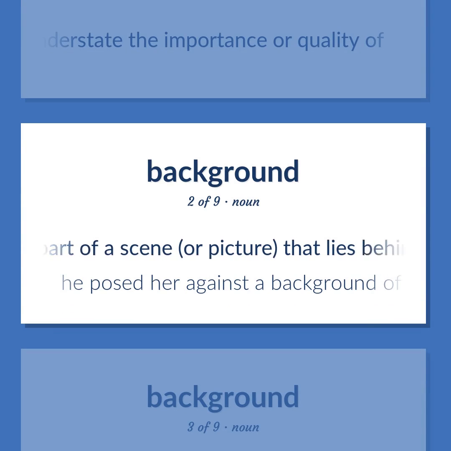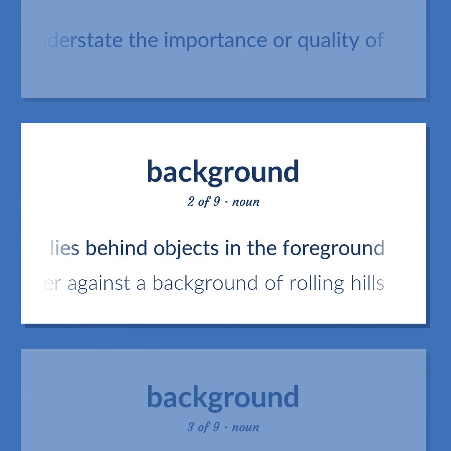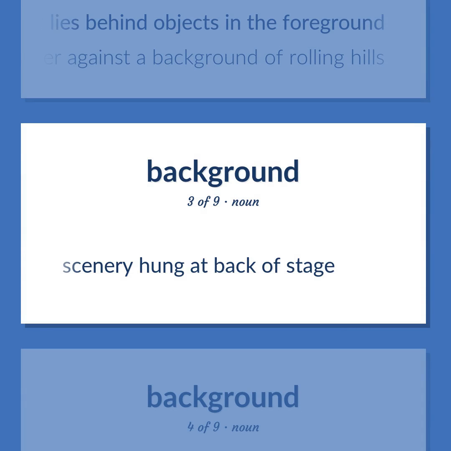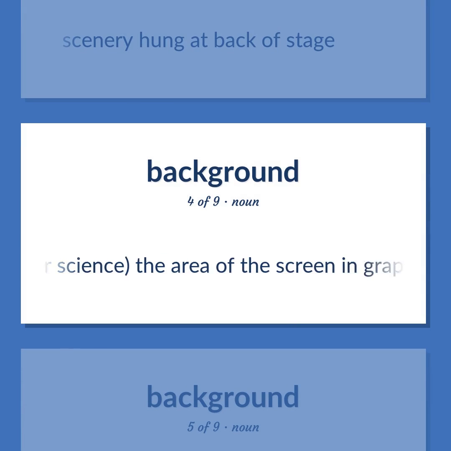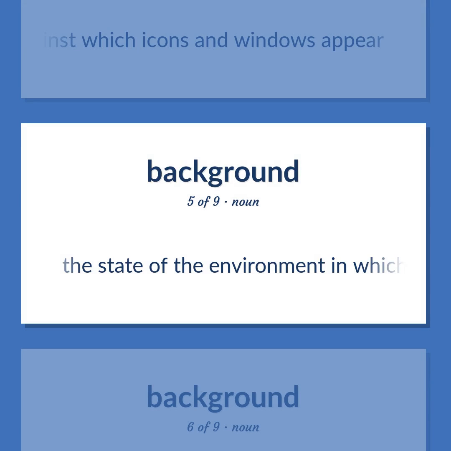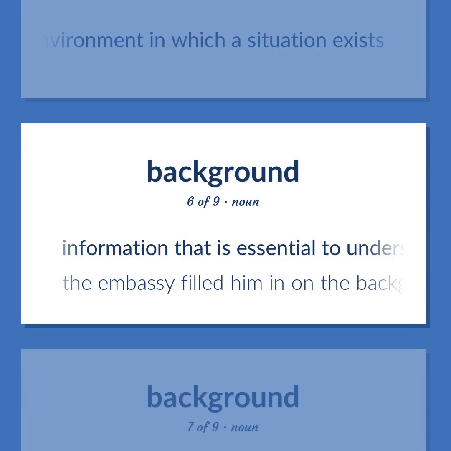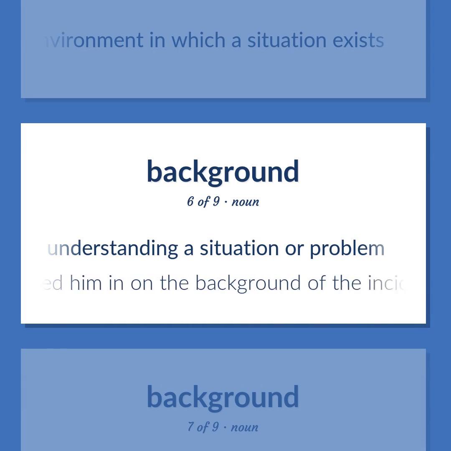The part of a scene, or picture, that lies behind objects in the foreground. He posed her against a background of rolling hills. Scenery hung at back of stage. Computer science. The area of the screen in graphical user interfaces against which icons and windows appear. The state of the environment in which a situation exists. Information that is essential to understanding a situation or problem. The embassy filled him in on the background of the incident.